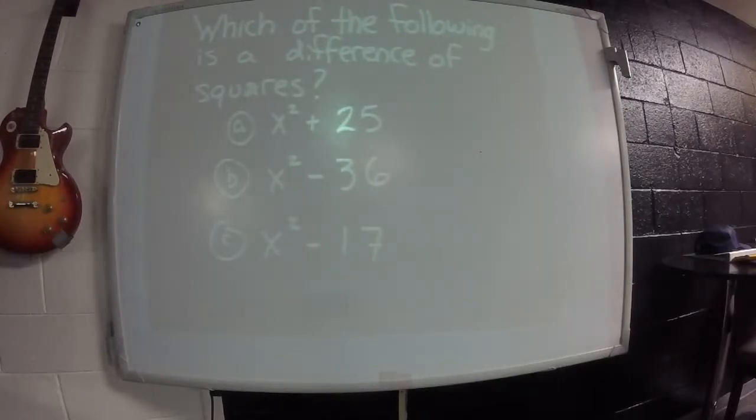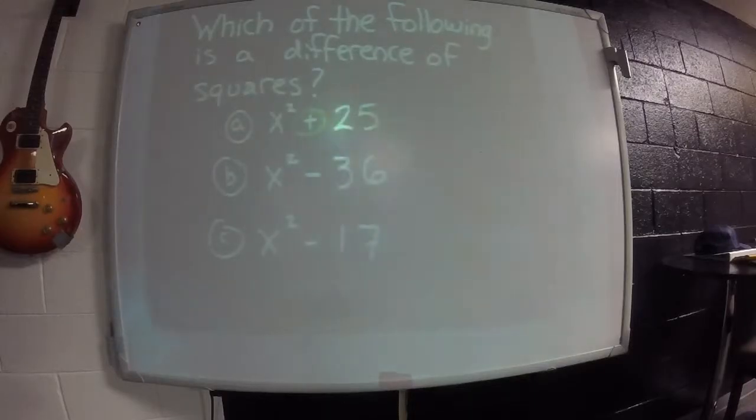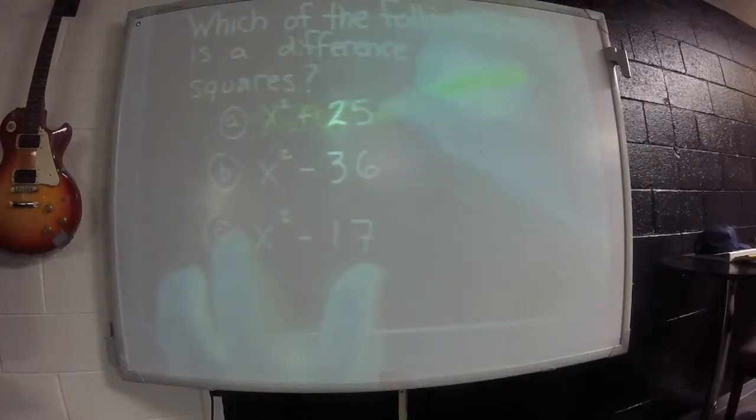Out of the three of these problems, which two show differences? B and C is difference. So what's wrong with A? It's a plus. It's an addition, and that is not a difference. Difference means I'm subtracting two things. So this one is definitely out. On these other two, they are differences. I am subtracting.